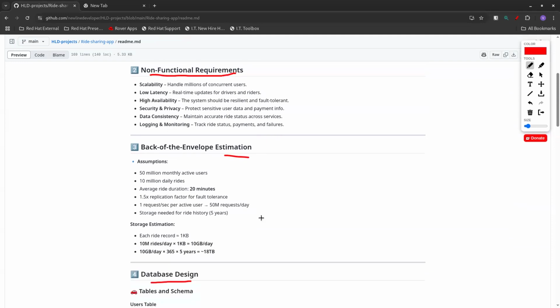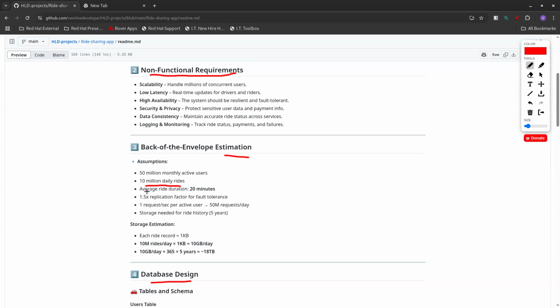Next, what is the estimation we can do for this ride sharing application in a real world application? So let's take any one application, like Uber. So we can assume 50 million monthly active users using the Uber application. Okay, 10 million daily rides should happen. And I'm saying the estimation is at the global level. Okay, in all the regions, all the countries, I'm saying it.